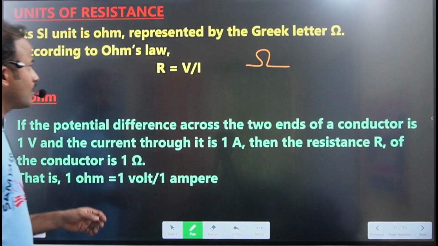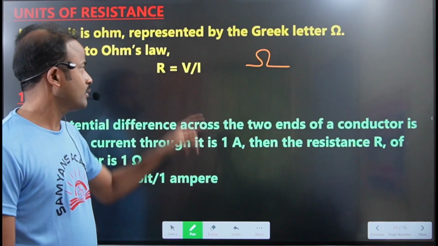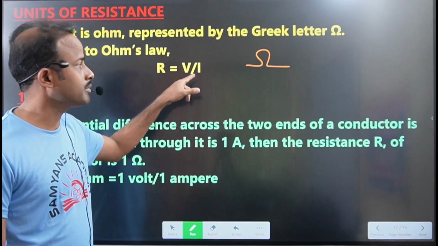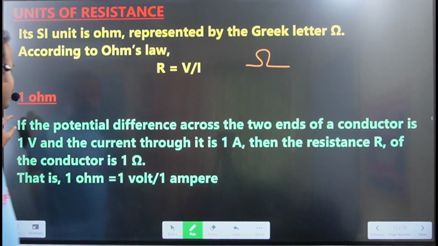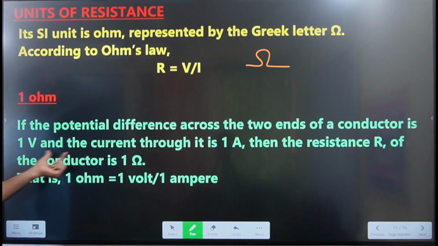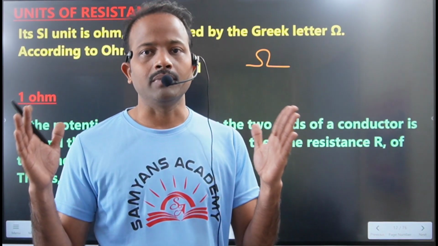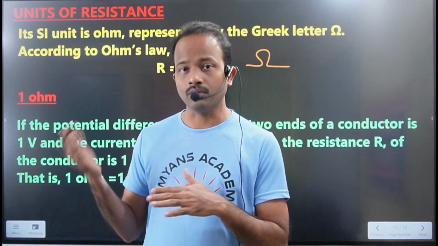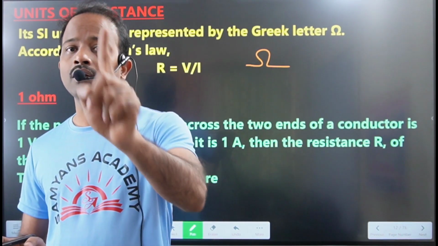Then how do you define this 1 ohm? 1 ఓమ్ అన్నప్పుడు V ఈక్వల్ టు IR కదా, R ఈక్వల్ టు V బై I. 1 వోల్ట్ పొటెన్షియల్ డిఫరెన్స్ ఉన్నప్పుడు కరెంట్ 1 ఆంపియర్ ఉంటే అది 1 ఓమ్ అవుతుంది. If the potential difference across the two ends of a conductor is 1 volt and the current through it is 1 ampere, then the resistance R of the conductor is 1 ohm.